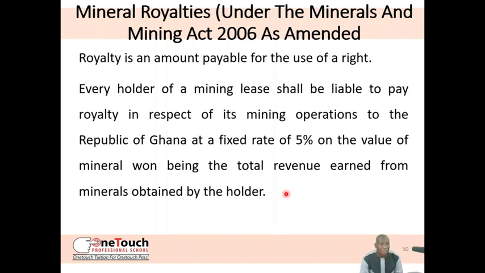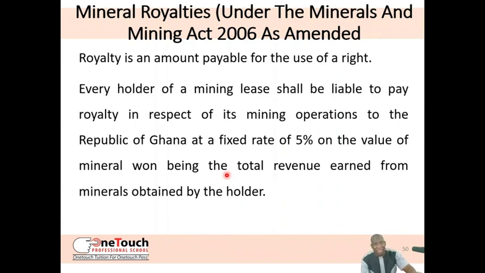The value of what? Mineral won, or the revenue, or turnover. That's how we calculate. Very simple. So every holder of a mining license having produced the mineral, this one is on revenue. In petroleum, we normally use the quantity, but for minerals, they use the revenue. So 5% on the value of what? Mineral won, being the total revenue earned from the minerals obtained by the holder.